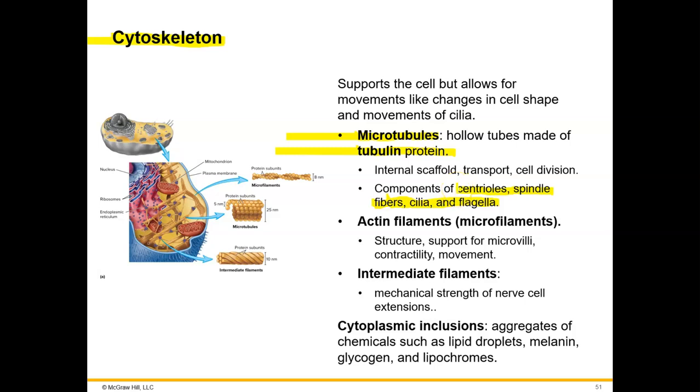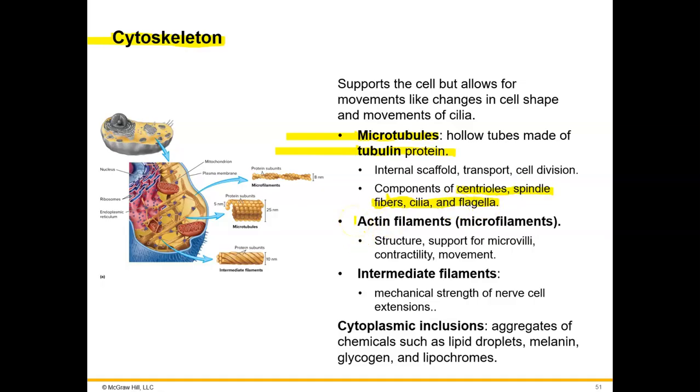Microtubules are components of centrioles, which arrange the spindle fibers during cell division. The spindle fibers attach to the chromosomes and pull them apart when the cell divides. And then you have microtubules in cilia and flagella.